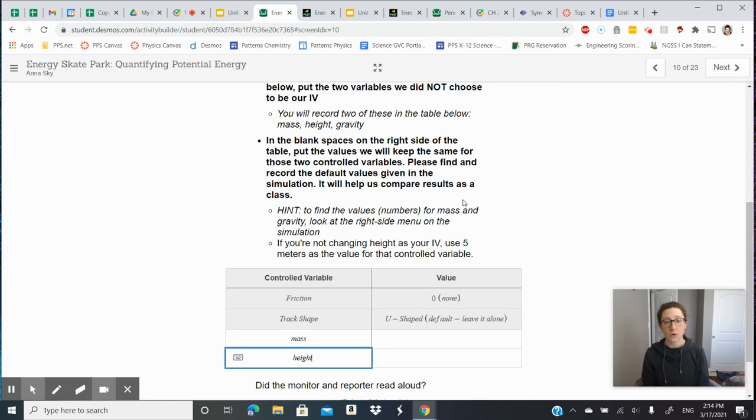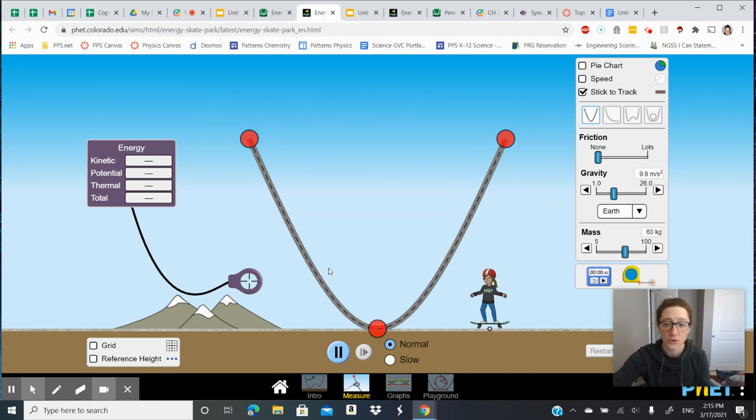When we come back as a whole class after spring break, we're going to be looking at each other's graphs, and it'll be really great if everybody who was doing height or gravity had the same mass, so that we can compare that to what the folks who did mass, what that looks like. So these two values are given. I don't want you to change the friction. I want you to keep the friction at 0. I know that we're simplifying the world here. The track shape, I want you to keep it in this U shape here.